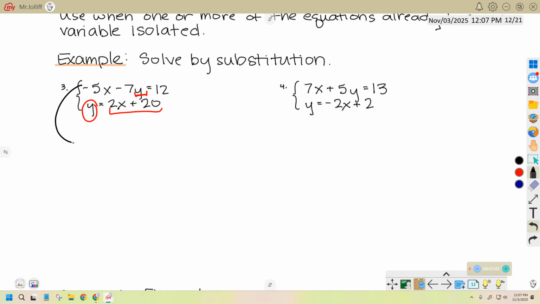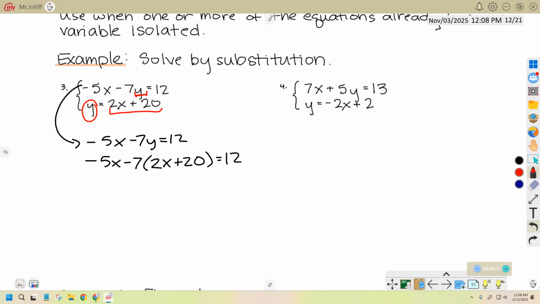All right, so let's bring that equation down. I've got -5x minus 7y equals 12. I'm going to replace y with 2x plus 20. Notice that everything else about that top equation is the same, but I've replaced y with parentheses because I'm going to substitute in for y. And then I write the thing I'm substituting in for, which is 2x plus 20. I like that as a mathematician because now I only have x's floating around. I can solve for x.